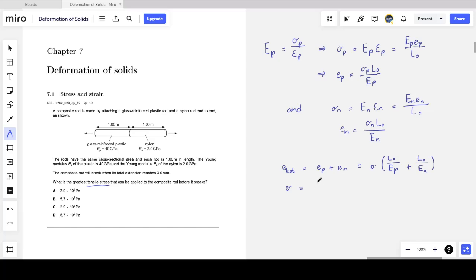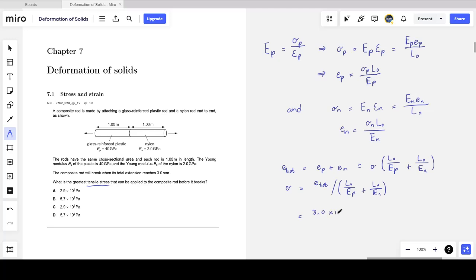So sigma is equal to the total extension. Remember, I don't know what the individual extensions are going to be, but I know what the total extension is, divided by L0 over EP plus L0 over En. Now, all of these values are known. So the total extension is 3 millimeters.